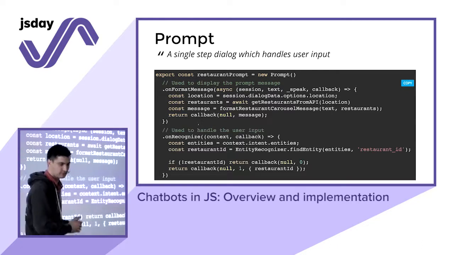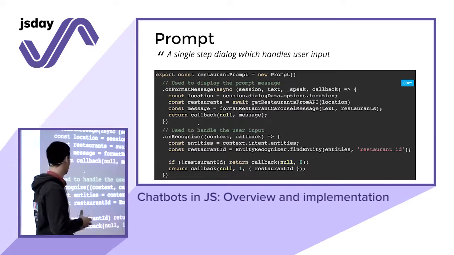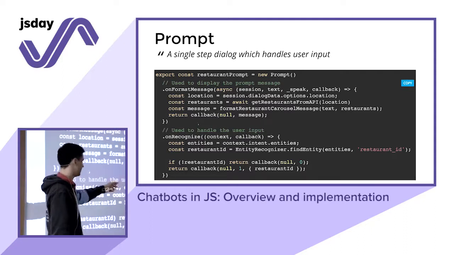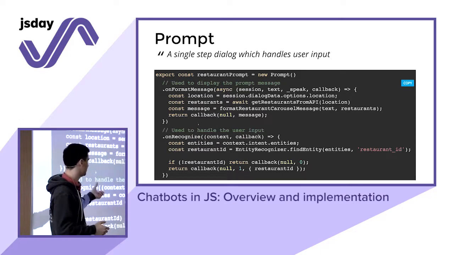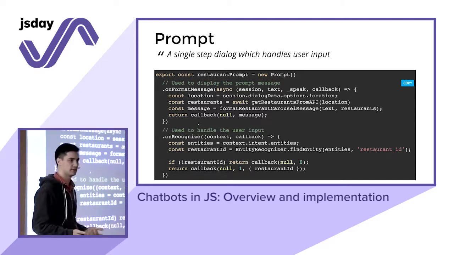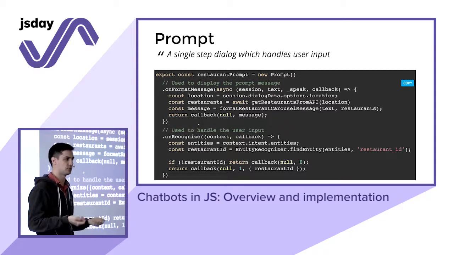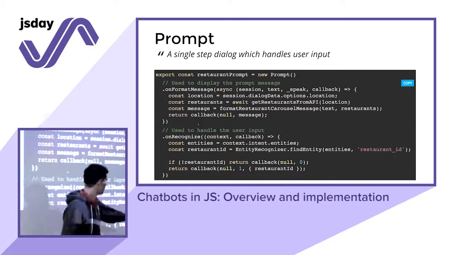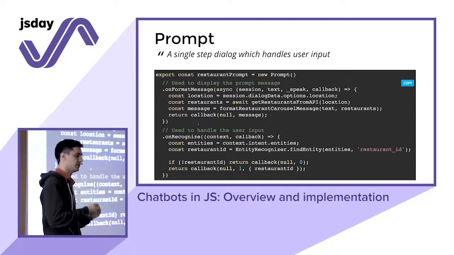The second one is the unrecognized method. This method is used to handle user input and respond to it. So in this case, we will retrieve the list of entities based on the user response. We'll retrieve the restaurant ID using an entity recognizer. If none was found, it means that the user, as an input, has given something that we cannot handle. So we call back with here a result of 0, meaning 0 confidence. We don't trust this answer as a good answer.